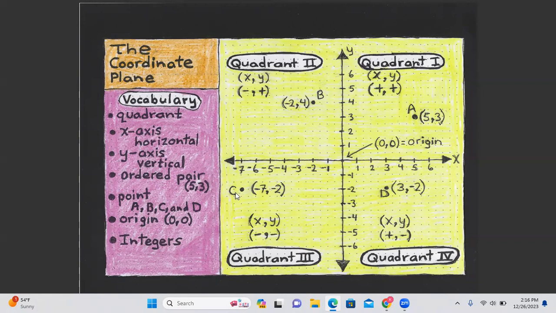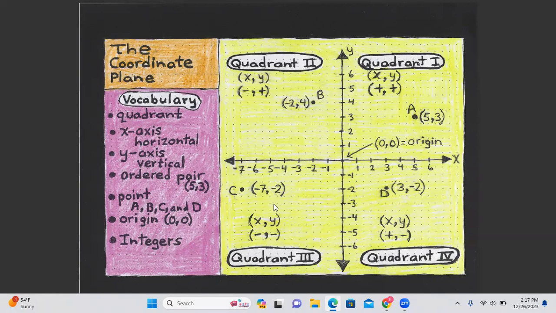In this case, let's look at point C. We're going to go horizontal first. We're going down the x-axis to -7: -1, -2, -3, -4, -5, -6, -7. We stop here. Then we're going to go down the elevator into the basement, because remember, y is vertical. It goes up or down. 1, 2, and we notice that point C is at (-7, -2).